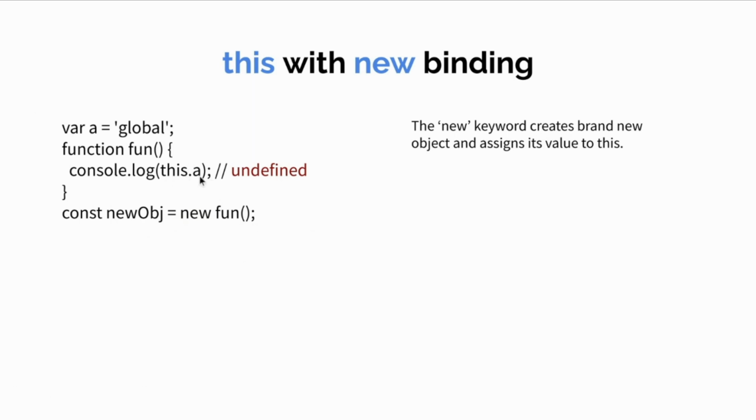When you do this.a, if you were to do this in TypeScript, you would get an error because it would say a is not defined. Like, how are you accessing it? But since it is regular JavaScript, you can access it and you will get the value undefined. So the new keyword will also create a brand new this, and this will not be the global value.